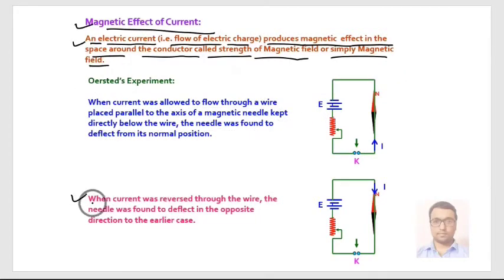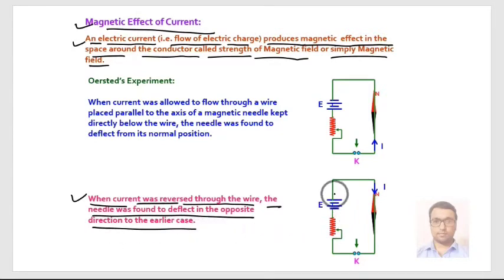More than that, the next observation was when current was reversed through the wire, the needle was found to deflect in the opposite direction to the earlier case. If we change the direction of current, suppose we have reversed the polarity, then we have seen that this magnetic needle deflects in the opposite direction. So deflection of magnetic needle shows that there is some magnetic field.